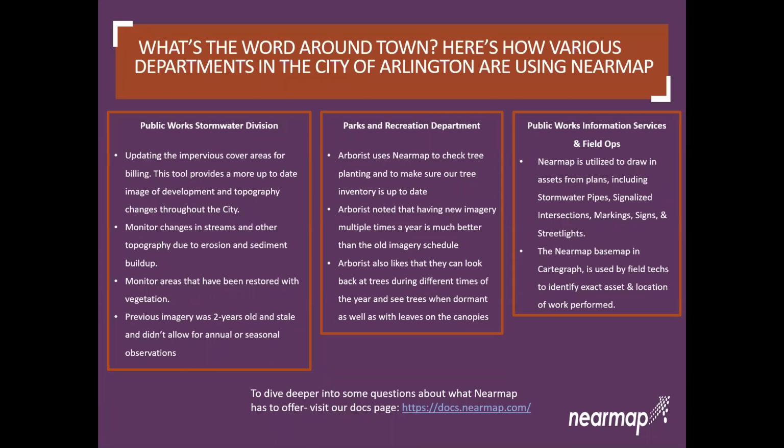And then our information services and field ops, they draw in assets from plans, including stormwater pipes, signalized intersections, markings, and streetlights. One of the items that we struggled with was 6-inch imagery. We never did purchase 3-inch imagery until NearMap. Actually, it's under 3-inch.